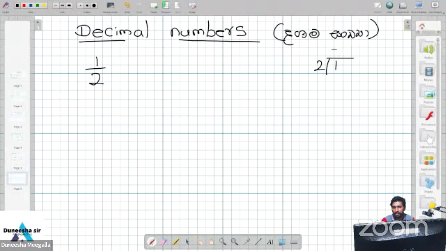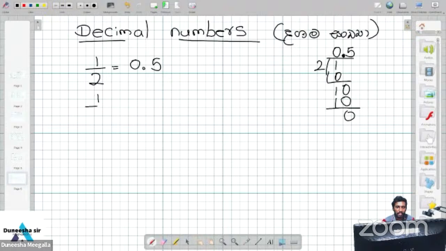0.5. Yes, 0.5. Then we get 10, with 1 remaining, and put the decimal point and 10. How many 2s per 10? 5. Then 10. Okay, so its answer is 0.5.